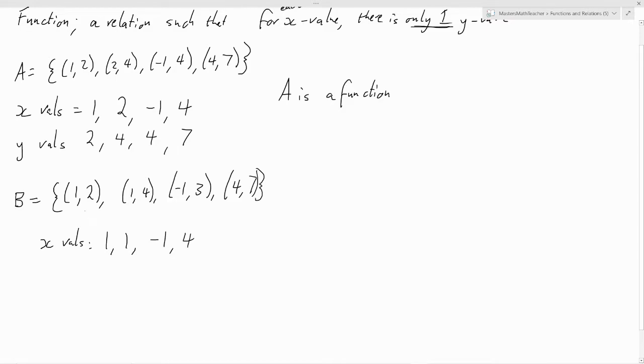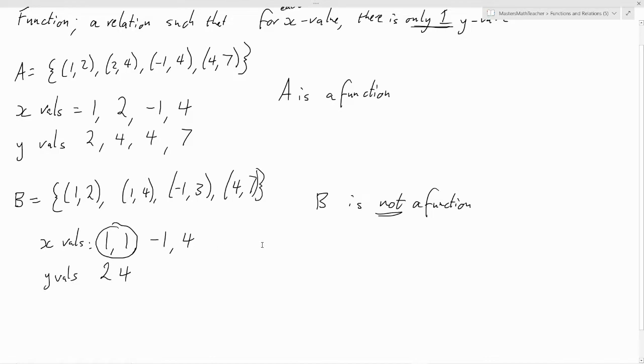Now for the x value 1, y equals 2, but it also equals 4. So now there's two values for y when x equals 1. There's 2 and 4. So this means it is not a function. So B is not a function because there is more than one y value for an x value.